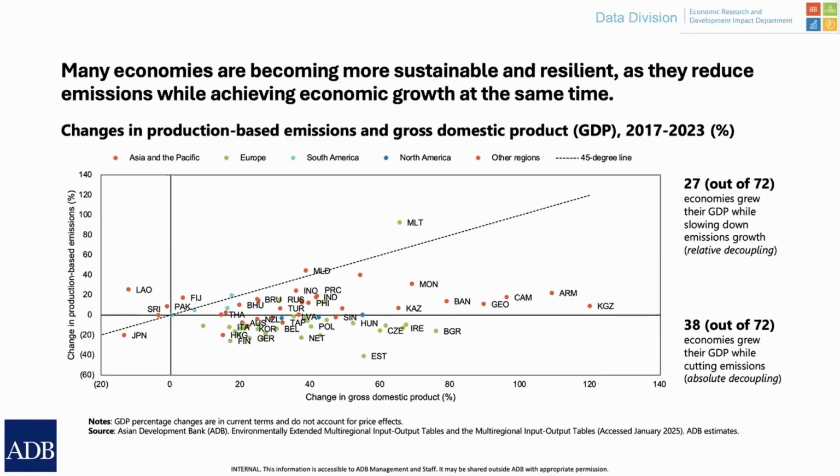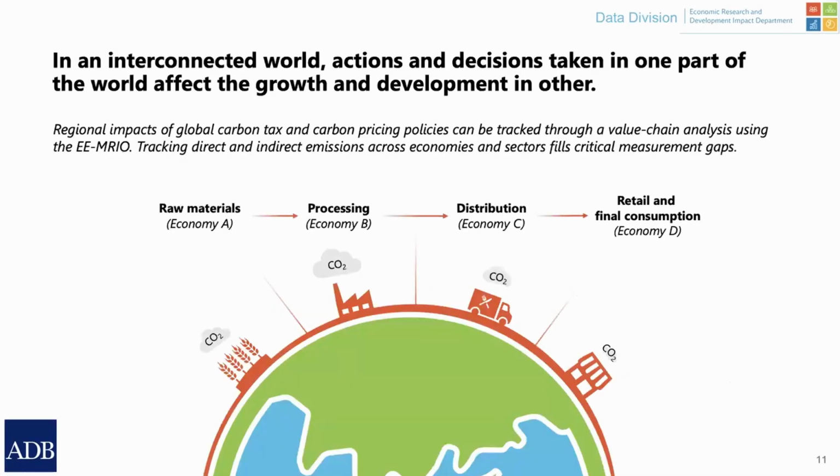Furthermore, while these results reflect the interim use of current price gross domestic product, sensitivity checks that we have done using constant prices suggest that the direction of decoupling trends remains stable in nearly 9 out of 10 cases. So these diverse outcomes highlight the need for tailored policies to hasten progress towards absolute decoupling, particularly in regions where economic growth is still heavily dependent on carbon-intensive activities and demand from other regions.